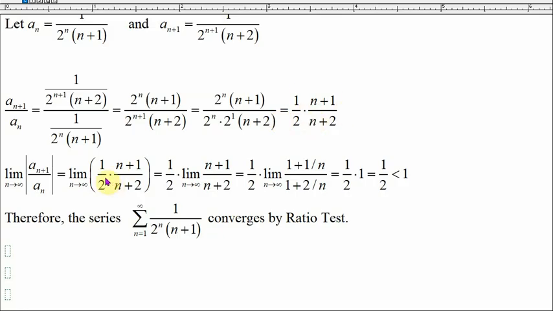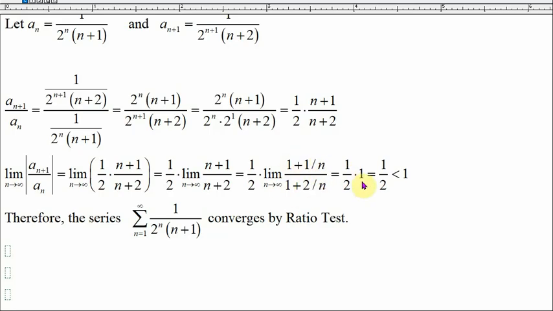And then this is the constant 1/2, so we can move it and place it in front of the limit. And then for the expression n plus 1 dividing by n plus 2, what we can do is divide everything by n. So n dividing by n is 1, and then 1 over n, and then n dividing by n is 1, and then 2 over n. And then as n approaches infinity, 1 over n approaches 0, 2 over n approaches 0, and so we get 1 for this expression here.